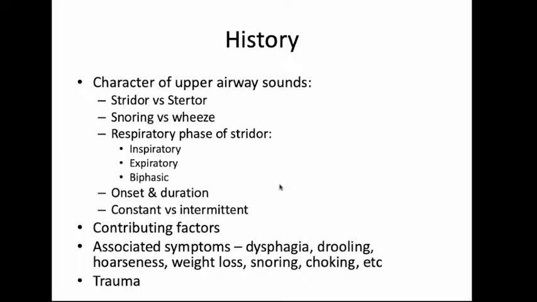Then you want to take a history on the onset and duration of the obstruction, whether it's constant or intermittent, and whether there are any contributing factors.